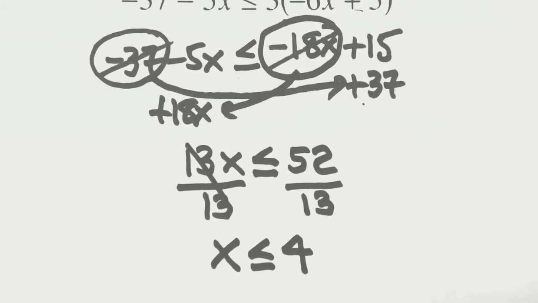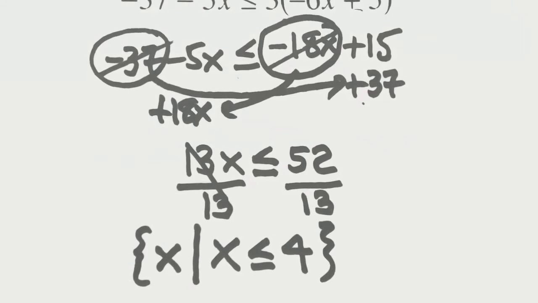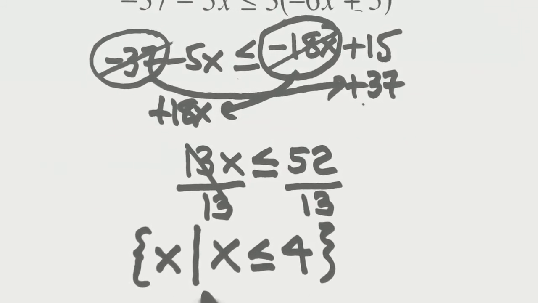And of course, making set builder notation is easy. Put that vertical set line, our variable's x, write that in front, and then put the curly brackets around the whole thing. There we go. All the x's such that x is less than or equal to 4.